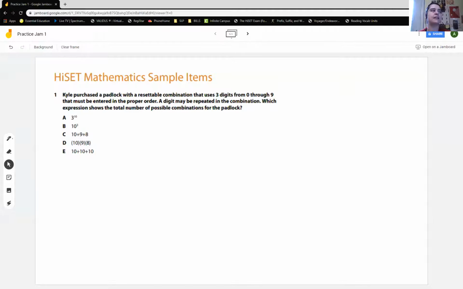Okay, so I believe that you should be able to see the problem here in front of us. So again, this problem came from the HiSET website. This is one of the 5 sample math problems that they've provided. So let's go ahead and read this problem together. It tells us that Kyle purchased a padlock with a resettable combination that uses 3 digits from 0 through 9 that must be entered in the proper order. A digit may be repeated in the combination. So which expression shows the total number of possible combinations for the padlock?